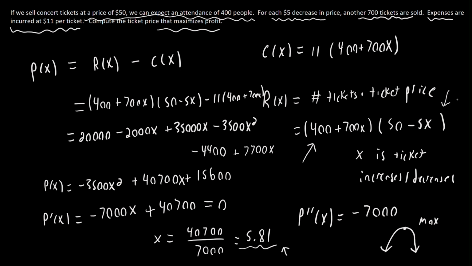So using this formula we made for the ticket price, let's just plug in 5.81 and see what the new ticket price should be. So 50 minus 5 times 5.81, and you're going to get 20.95. So this is the new ticket price to maximize profit, $20.95.